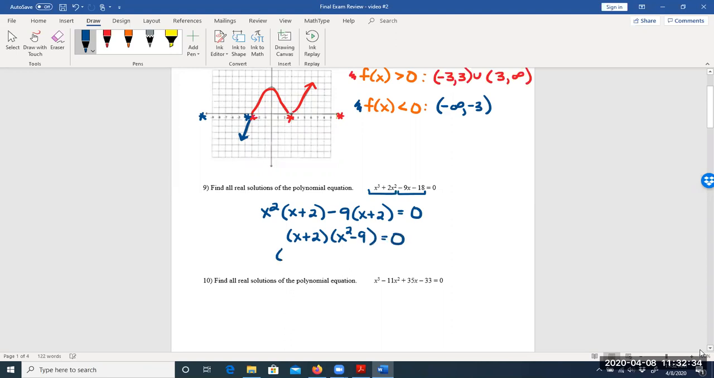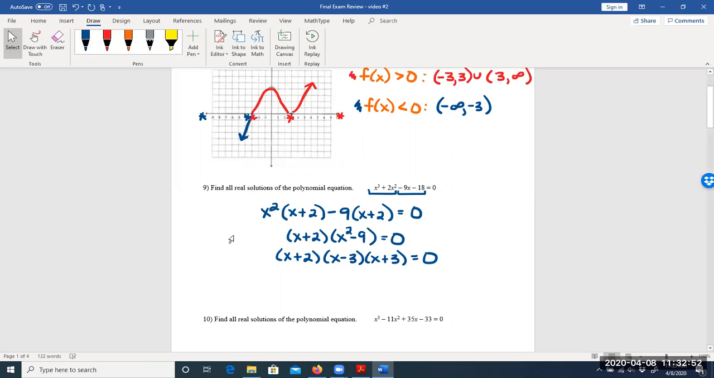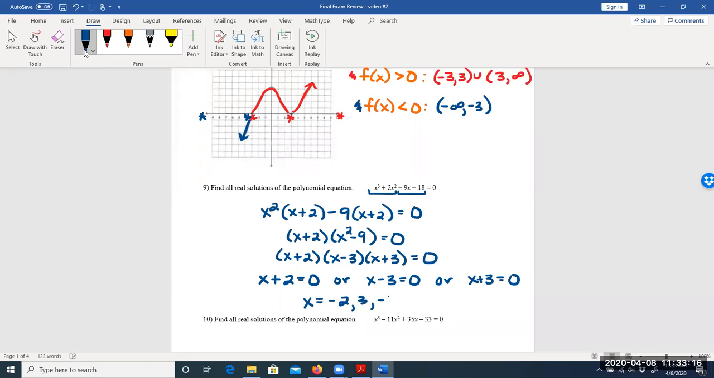But x squared minus 9 can factor further. It factors as x minus 3, x plus 3. And then by our zero product property, I am able to set those factors equal to 0, because if this product equals 0, then one of these factors must be 0. And so our 3 solutions are -2, if I solve that, 3, and -3.